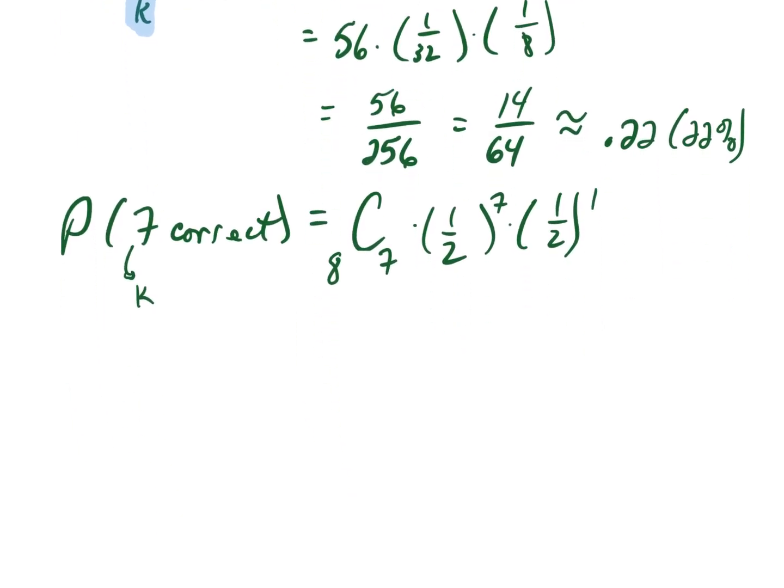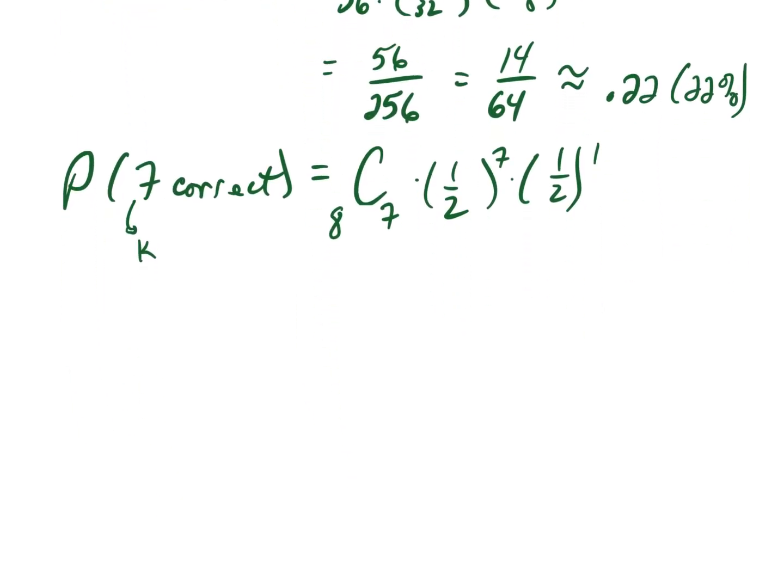All right, so if I slide this up, I can show you that 8C7, is that going to be an 8? I'll double check on my calculator. Yeah, so that's an 8. And then I'll have 1/2 raised to the 7th power, which is 1/128. 1/2 to the 1st power, which of course is just 1/2. And when I multiply these folks together, I get 8/128.